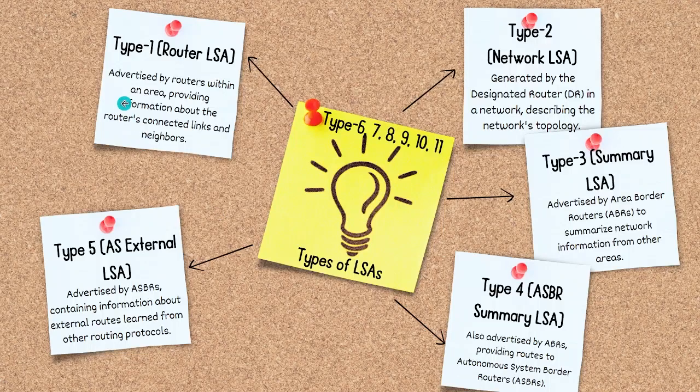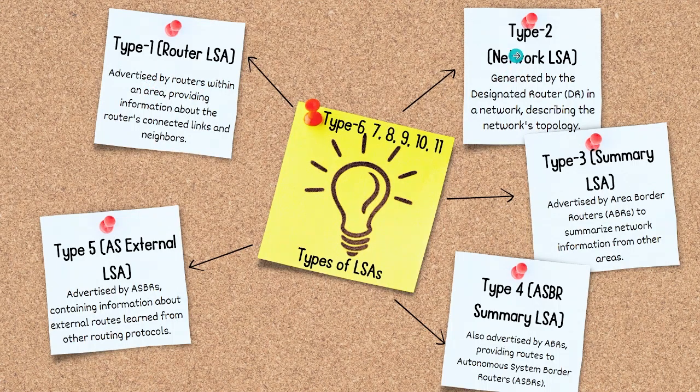So the first type is router LSA, which is used to advertise the routes within an area, providing information about the router's connected links and neighbors. So in OSPF we define certain areas, which we will introduce in later slides, but you just remember this, that type 1 is used to share the information within an area.